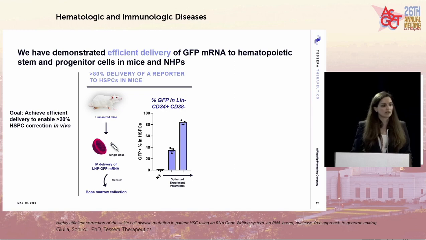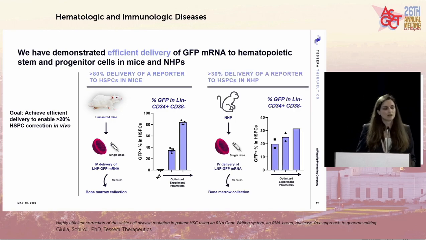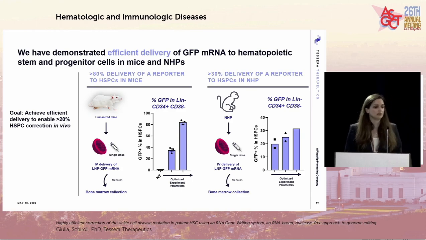Here we are reporting that by optimizing different formulations and experimental parameters, we are able to see functional GFP expression in more than 80% of lineage negative, CD34 positive and CD38 negative cells, so quite a pure HSC population in these mice. And nicely, these results were also recapitulated when moving into larger animals. With a single dose of LNP, we can deliver functional GFP expression in up to 30% of HSPC.